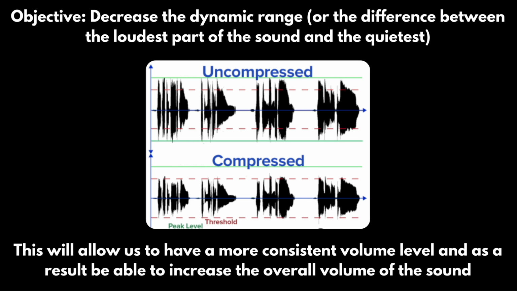So here's an example of an uncompressed sound versus a compressed sound. An uncompressed sound has all these super crazy transients and super crazy peaks. It's all over the place. If we listen to this, it's going to be loud, then super quiet, loud, then super quiet. And then compressed, we're taming all those peaks, and now in relation to the rest of the sound, everything's more even. This will allow us to have a more consistent volume level, and as a result, be able to increase the overall volume of the sound. Because we don't have these crazy peaks here, we can now turn this sound up. So we're basically bringing the quiet parts up to the louder parts.